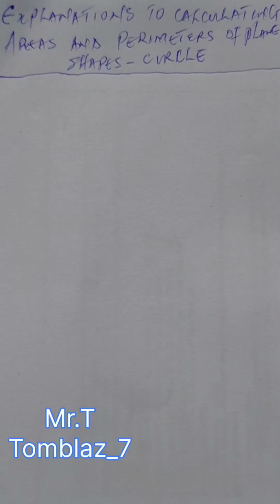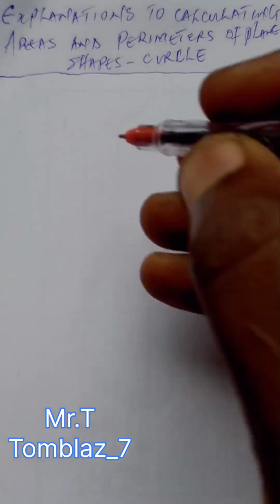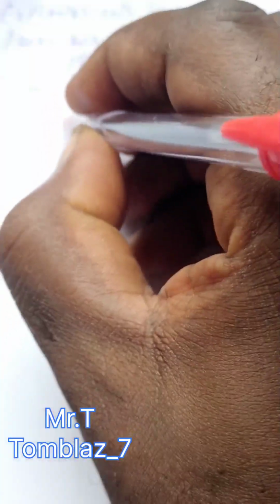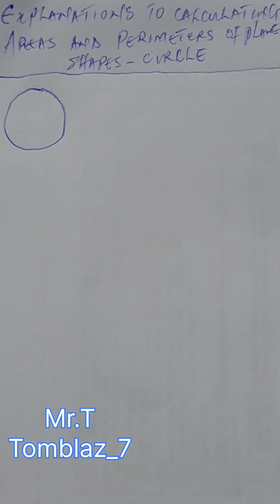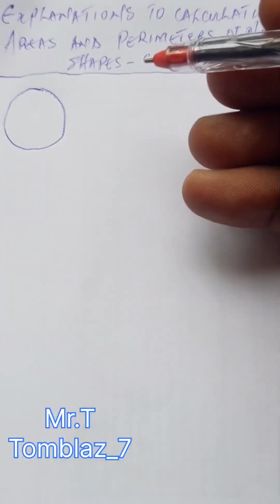So today I want to carry out explanations on calculating areas and perimeters of plane shapes. The shape we'll be considering is a circle. Now a circle has a normal area which all of us know. But first, what is a circle? A circle is a plane shape that is bounded by a curved line called the circumference, right?